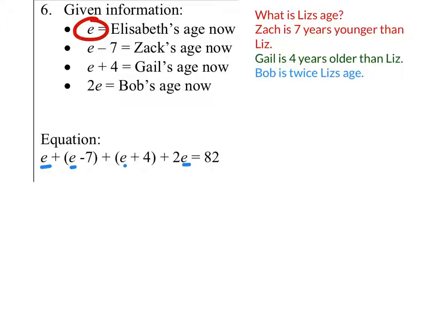And then finally one for the equation. The equation E, which is Elizabeth, plus E minus 7, that's Zach, plus Gail's, which is E plus 4, plus 2E, which is Pap. So, we'll write the equation up in here. The sum of their ages, because it's just adding all the time, the sum of their ages is, how much is it? 82. 82 years. Yes.